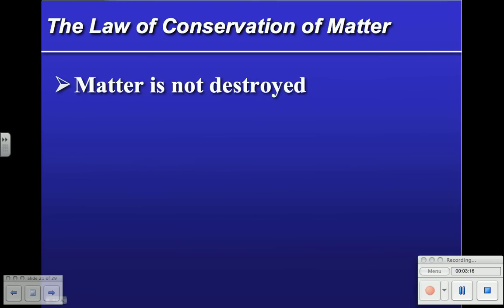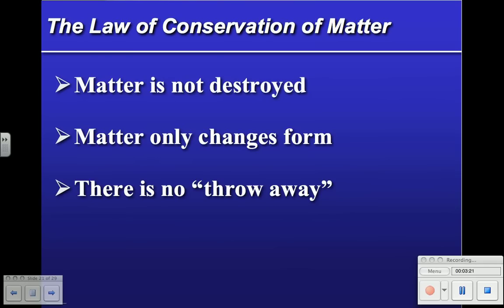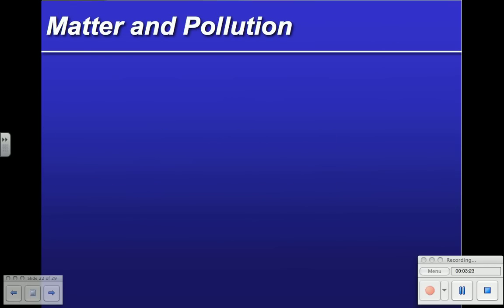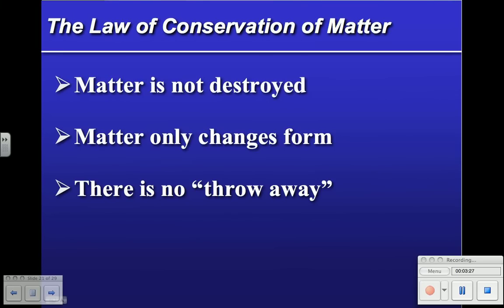All right, within this discussion of matter and elements, the law of conservation of matter is an important component. I'll go back, sorry. The law of conservation of matter states that no matter what you start with is what you end with. That's important. So matter is not destroyed, it's simply rearranged. It only changes form. So maybe it goes from a gas to a liquid, or maybe it was a solid and then it combined with something to become a gas.